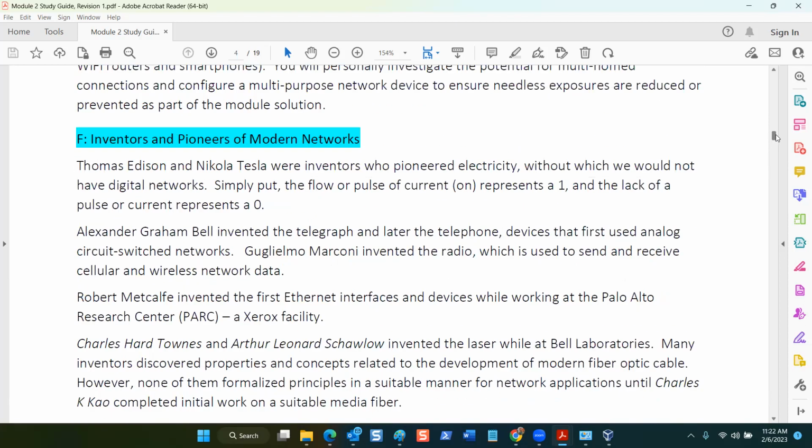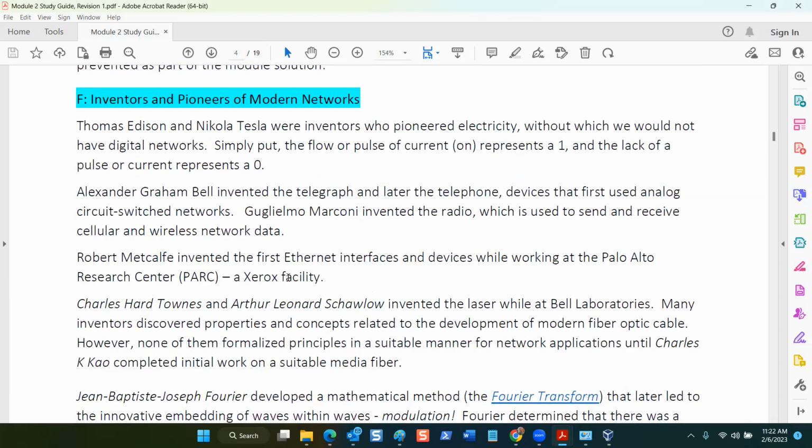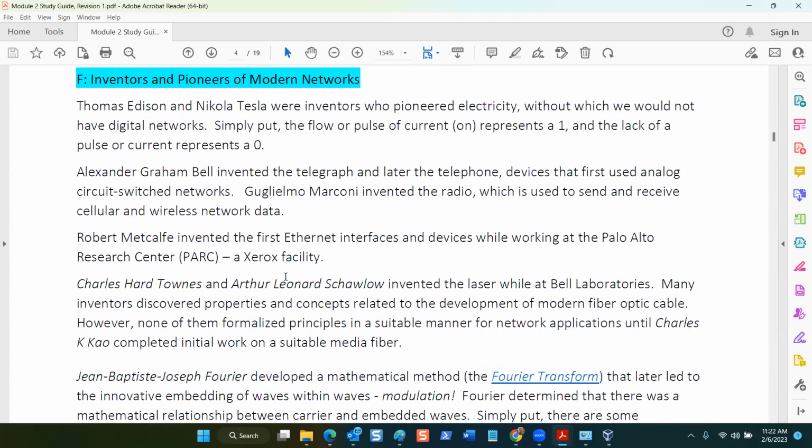It's important to understand some of the most important pioneers in networking, and Thomas Edison holds honors. What did Thomas Edison do? Well, all right, it says Nikola Tesla, right? They were inventors who pioneered electricity, right? And without their original work, we wouldn't have electrical or wireless networks.